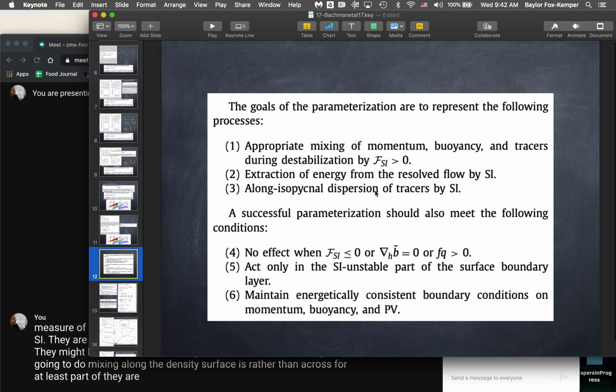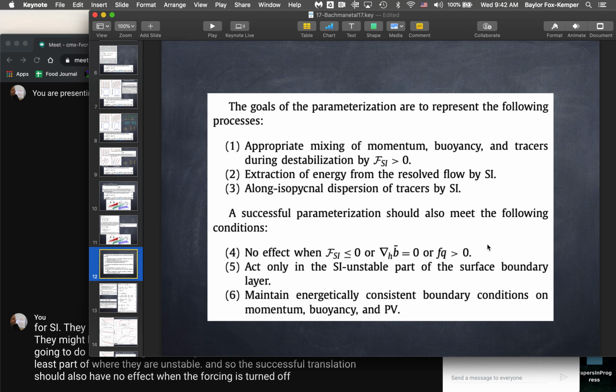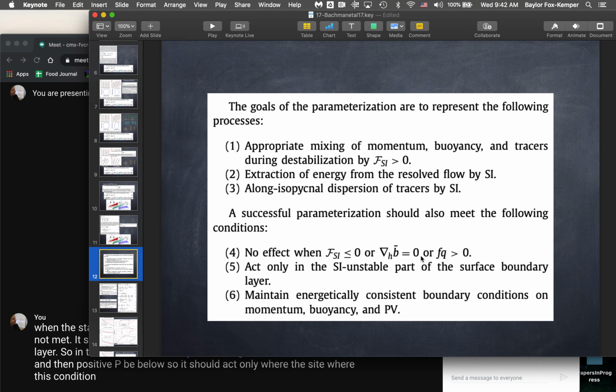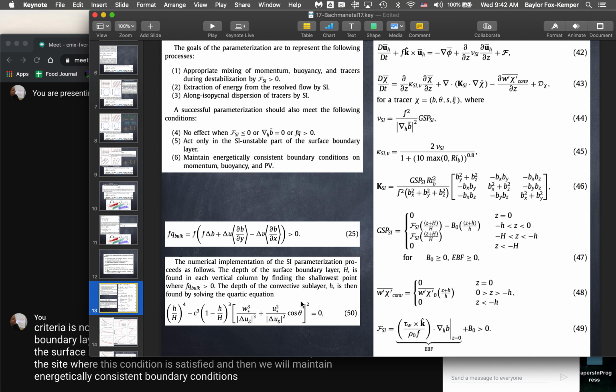And so the successful parameterization should also have no effect when the forcing is turned off, when there's not a front, or when the instability criterion is not met. It should act only in the unstable part of the surface boundary layer. So in the vertical, we'll actually have a negative PV near the surface and then positive PV below. So it should act only where this condition is satisfied. And then we'll maintain energetically consistent boundary conditions on momentum, buoyancy, and PV. Okay, that's the game. Okay, here's the parameterization.